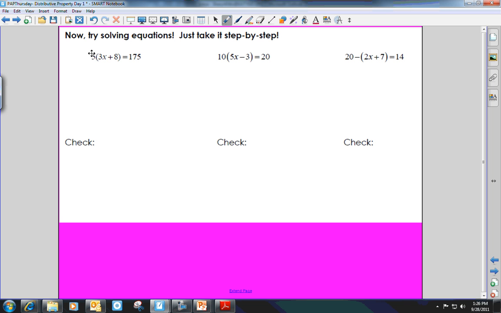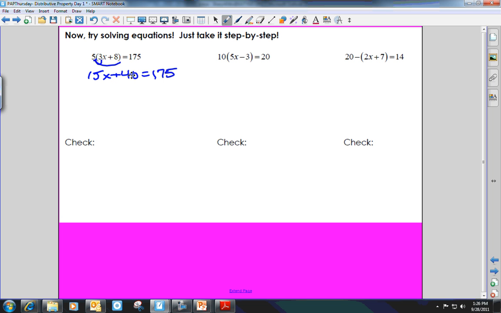I'm going to distribute this 5 to the 3x and then to the 8. So 5 times 3x, that's 5 groups of 3x. That's a total of 15 x's. And then 5 times 8 is 40. I can keep that plus sign. It's a positive 40. Equals 175. Now my next step would be to solve this as a two-step equation.